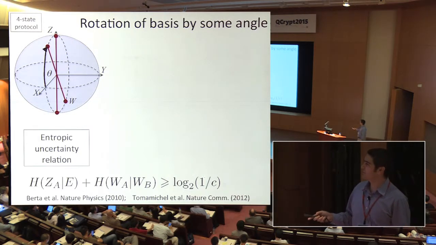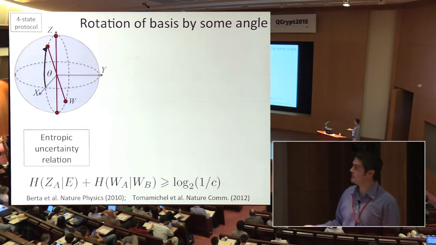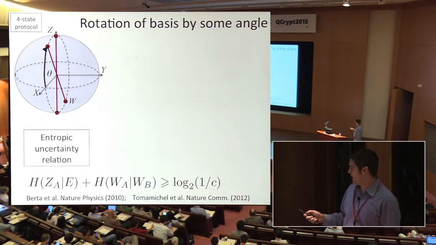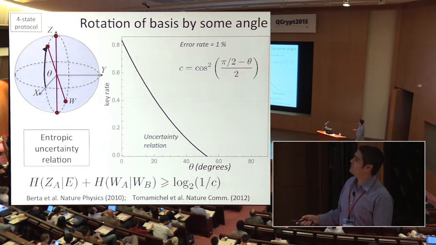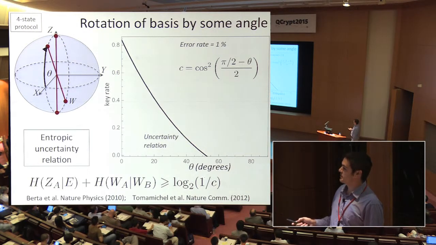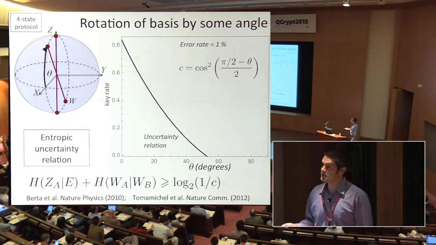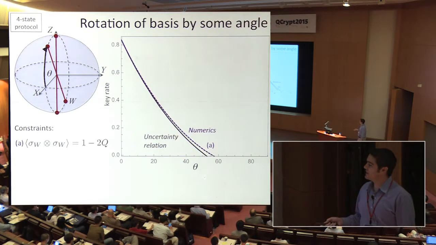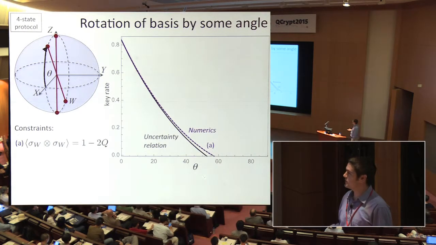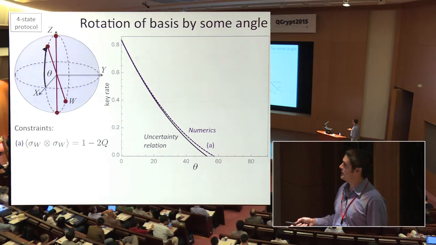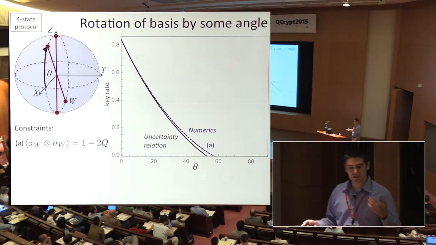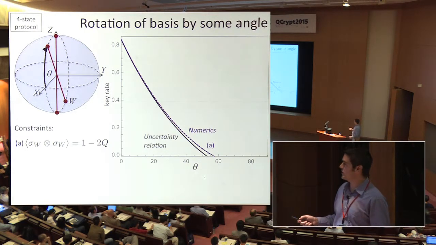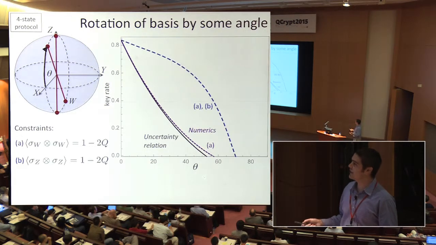This allows us to compare our approach to an analytical method based on the entropic uncertainty relation. And I show, for example, what the key rate as a function of theta would be from the entropic uncertainty relation, just for the special case where the error rate is 1%. Now we can compare this to our numerical approach. Suppose I just add in one constraint, the error rate in the W basis. Then I get this dashed curve here. But of course, the rule is that the more constraints you add in, the higher your key rate will be. So I can also add in the error rate in the Z basis, and I get a higher bound.